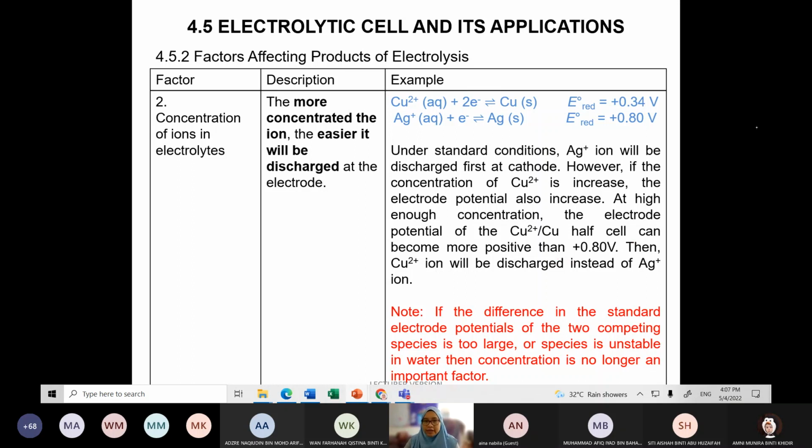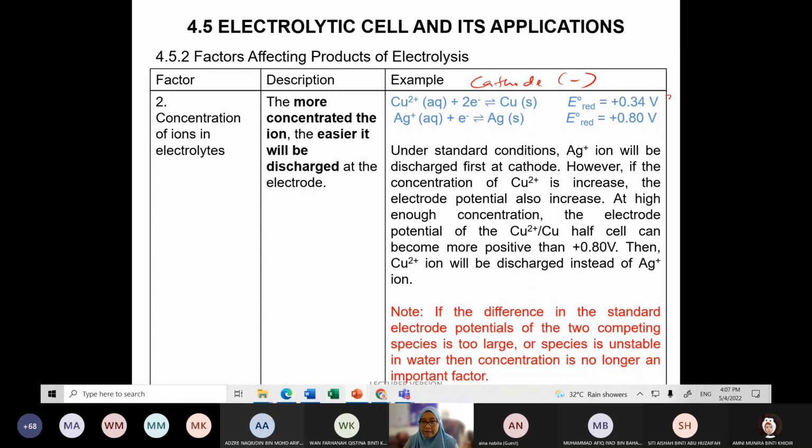Look at the example that we have here. We have Cu2+ and Ag+. These two will be attracted to the anode? No, the cathode, because it is negatively charged. The cathode is the negative electrode. So these two will be attracted to the cathode.